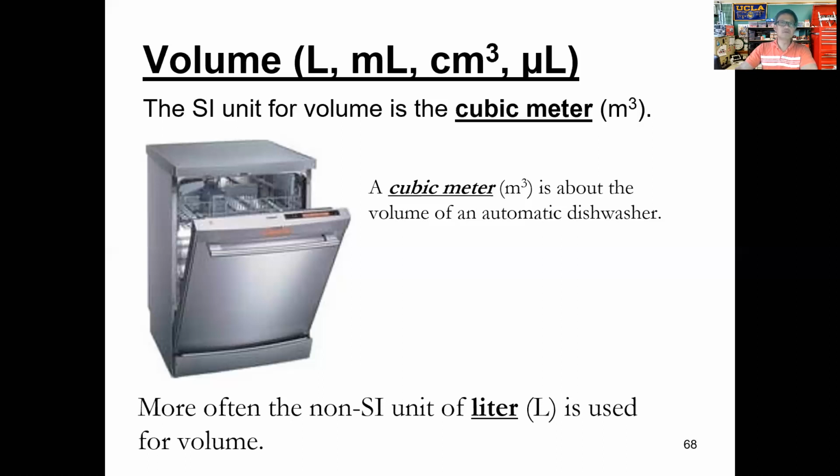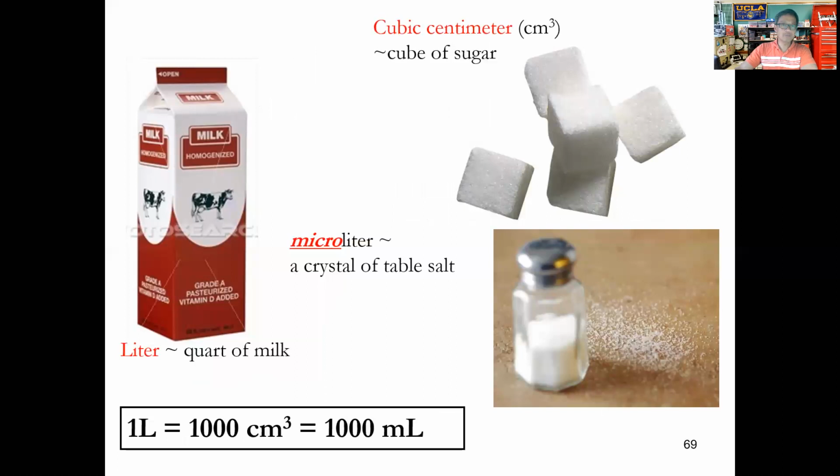We tend to use the unit liter here more often. We tend to use the unit liter in science, and so in chemistry, we use the unit liter. With that said, a liter's worth of volume is roughly about a quart of milk. So if you take the quart of milk, that's going to be the liter. That's going to be our base unit for volume.